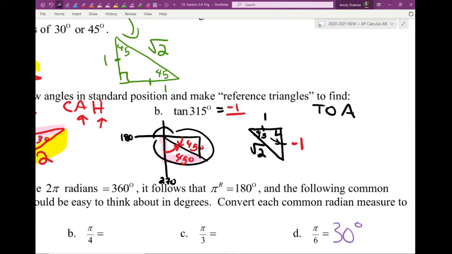And adjacent is right here, it's a positive 1. So negative 1 over positive 1, which I end up with a negative 1. So 45 degrees, not always involving square root of 2, but in this case, just involving those lengths of those sides, which were 1s. Okay.